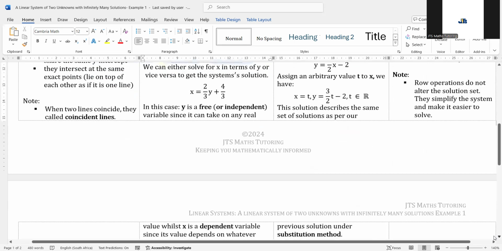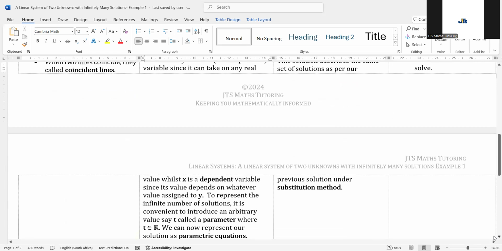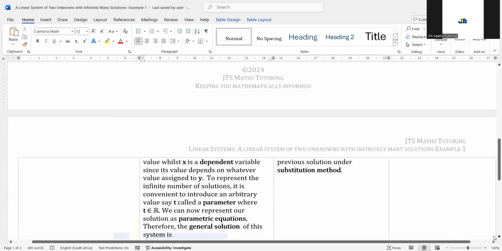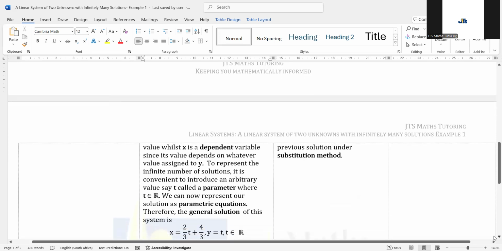Since it is a situation of having infinitely many solutions, to represent the infinite number of solutions it's convenient to introduce a third variable, which we call an arbitrary value. In this case, I've said let it be t. It can be any letter of the alphabet, as long as it is not going to conflict with whatever variables we already have.